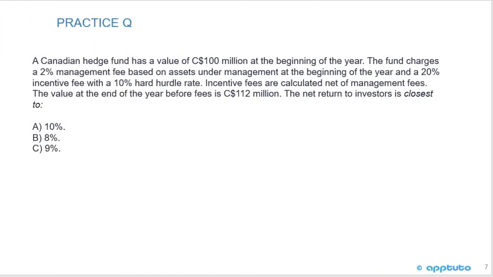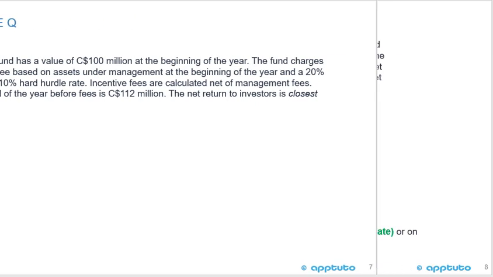So let's do a quick practice question. A Canadian hedge fund has a value of 100 million Canadian at the beginning of the year. The fund charges a 2% management fee based on assets under management at the beginning of the year, and a 20% incentive fee with a 10% hard hurdle rate. Incentive fees are calculated net of management fees. The value at the end of the year before fees is 112 million Canadian. The net return to investors is closest to: A, 10%, B, 8%, or C, 9%.